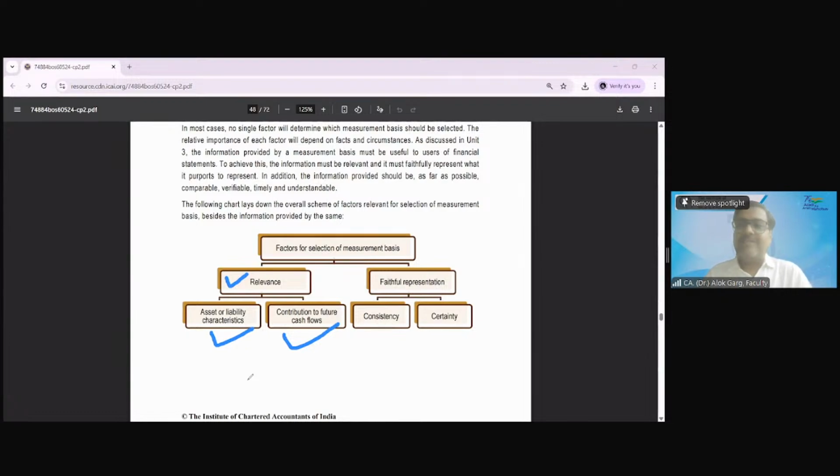For example, your investments are for trading, right? If the company needs the money, the company can sell the investments. In that case, the investment has to be measured at fair value, right? But if the company has made an investment in debentures for 10 years and the company will not be able to redeem those debentures, the company will redeem the debentures only after 10 years, then does this fair value approach give you the relevant information?